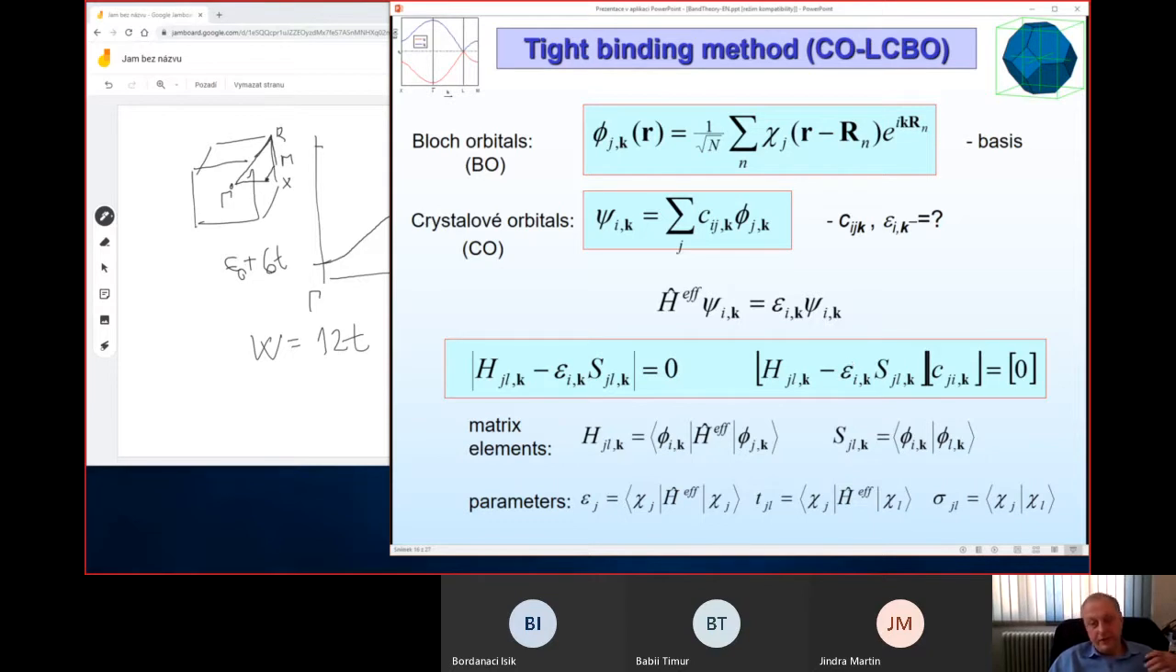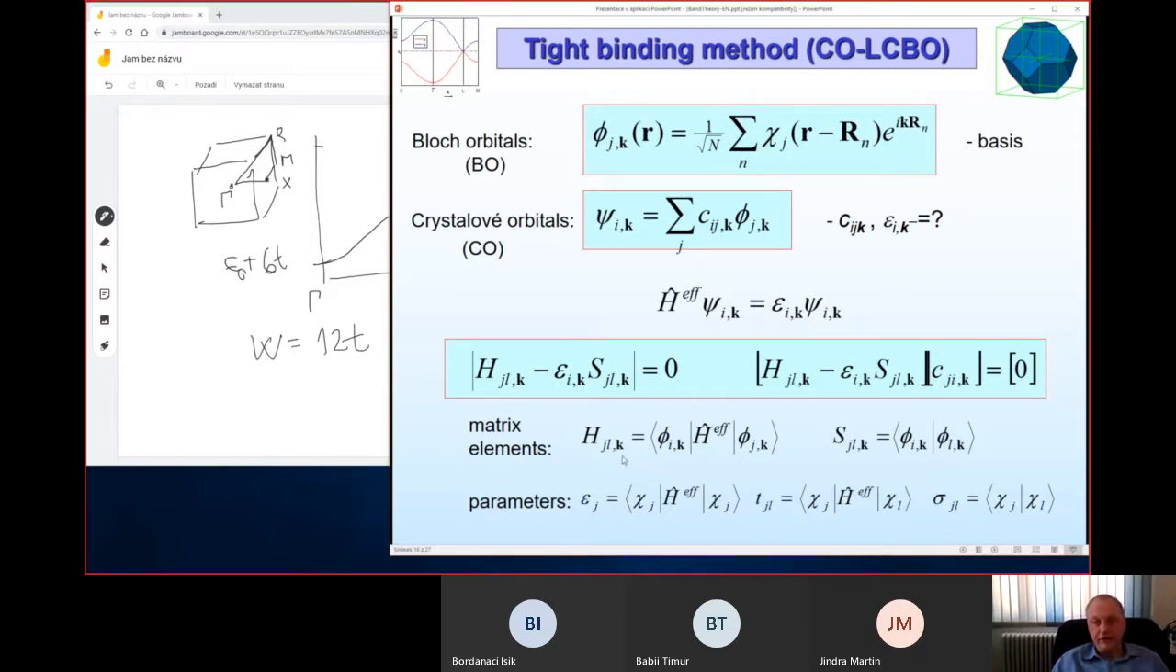So first we set the determinant of this matrix equal to 0, and we solve for the unknown values of energies or eigenvalues, and then we substitute the individual values of energies and we solve this homogeneous set of equations for the unknown coefficients, that means the eigenvectors.